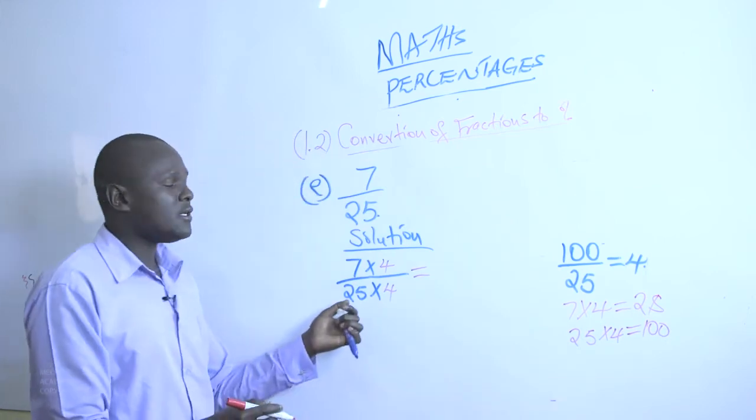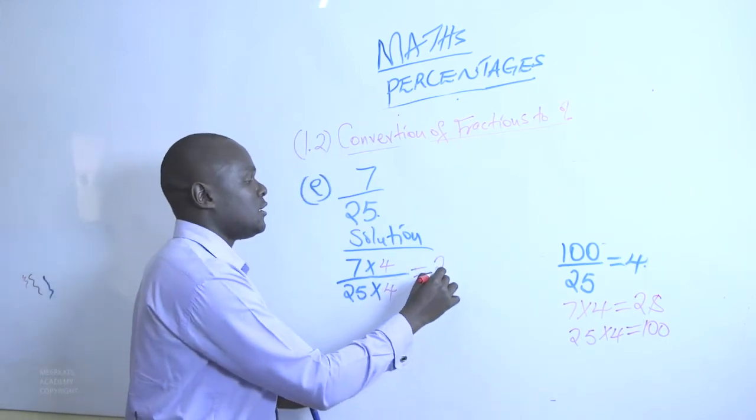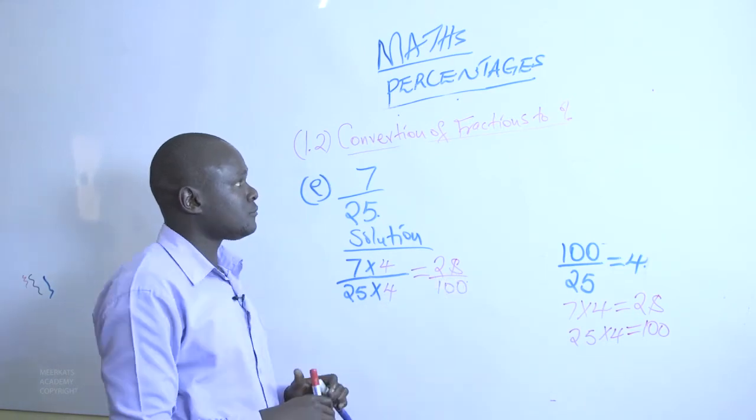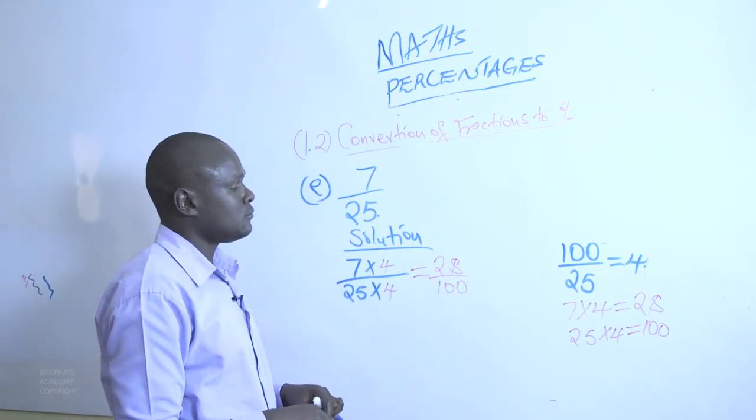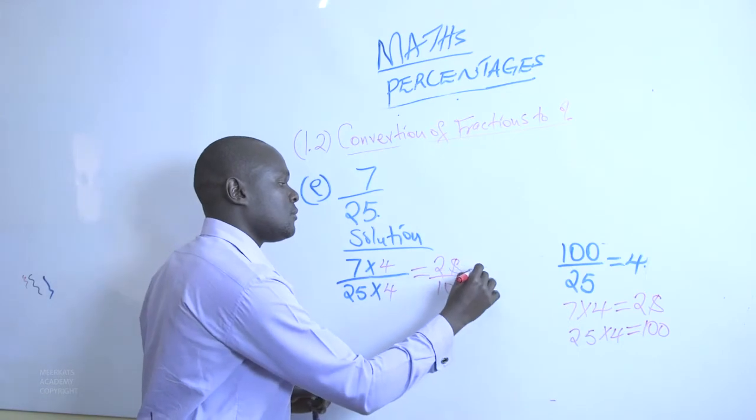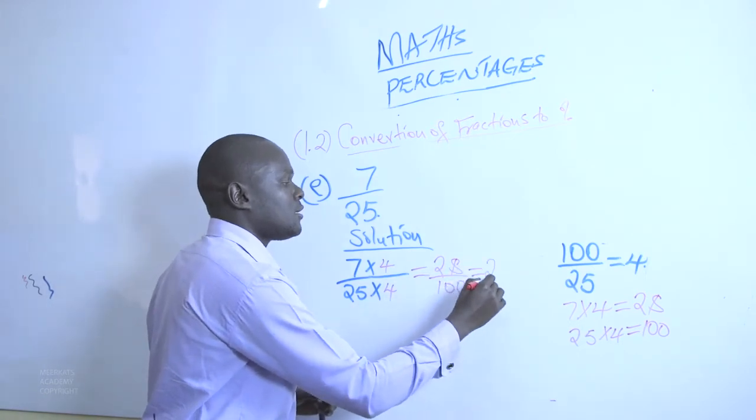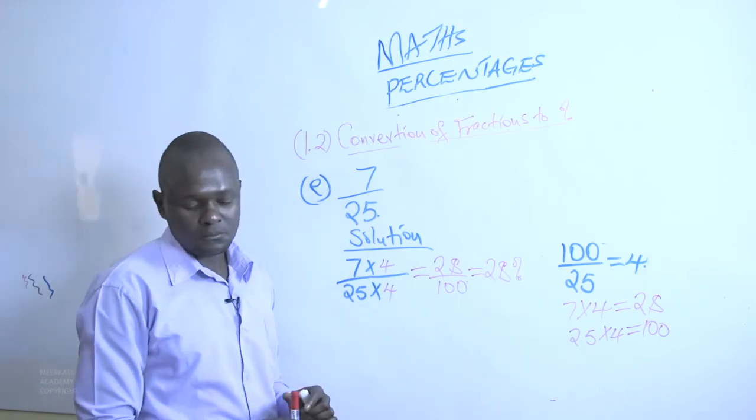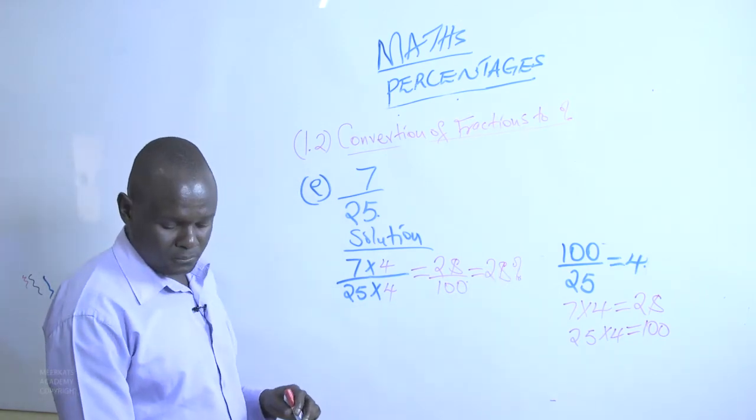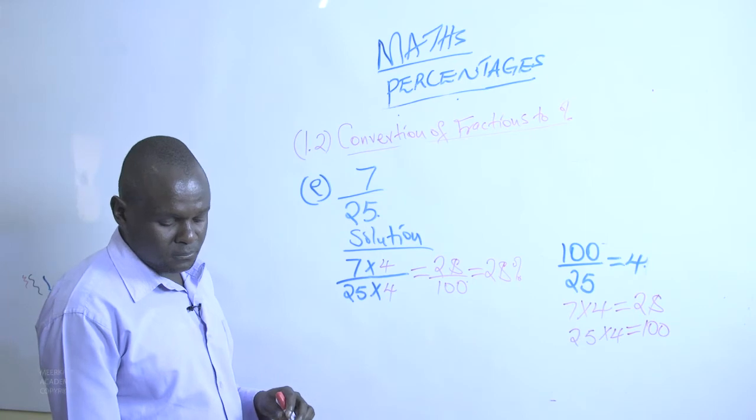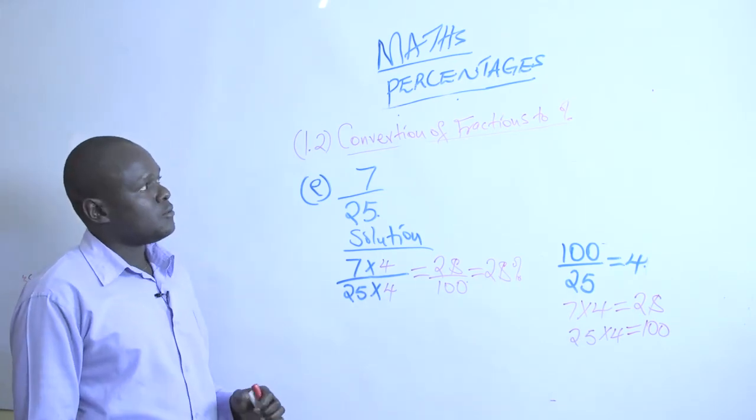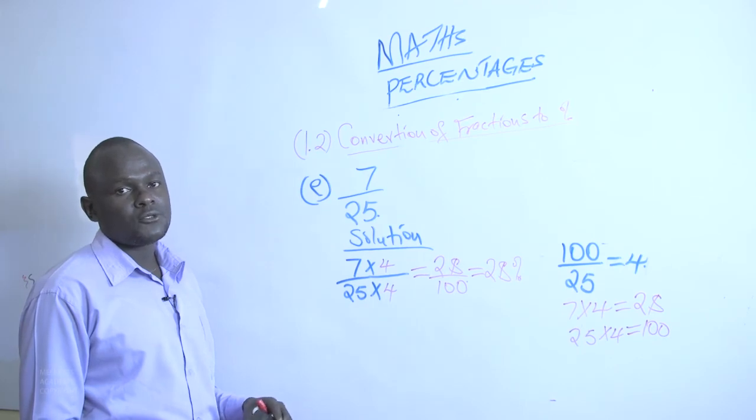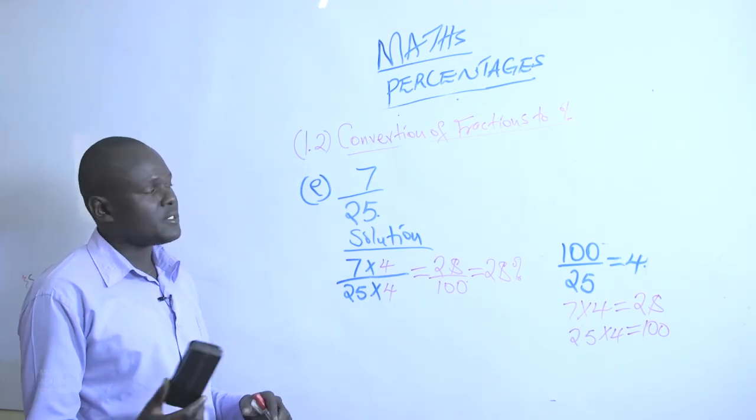So our equivalent fraction will be 28 out of 100. And this can be expressed as 28%. That was our first bit of converting fractions to percentages.